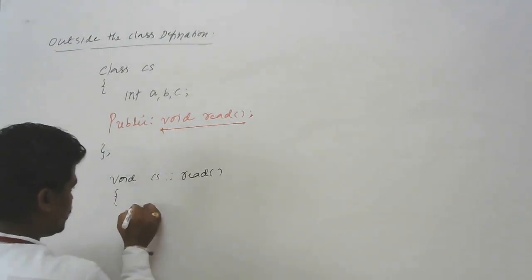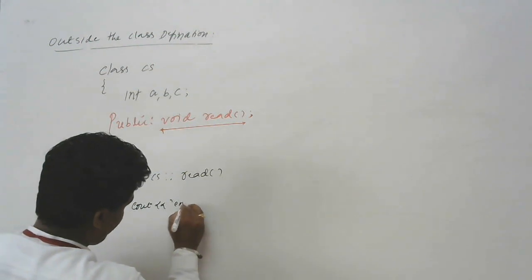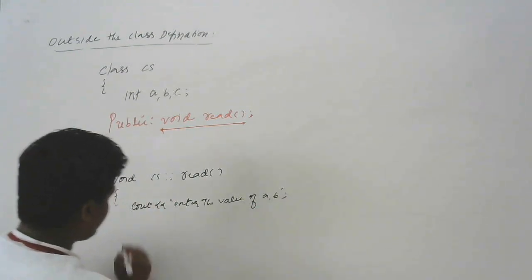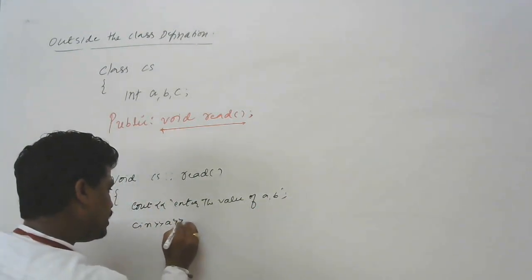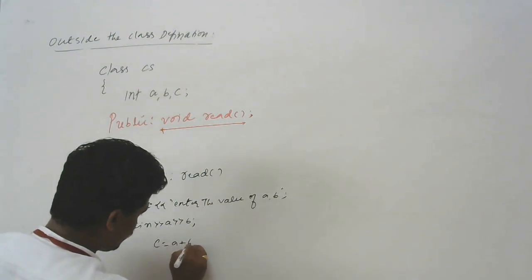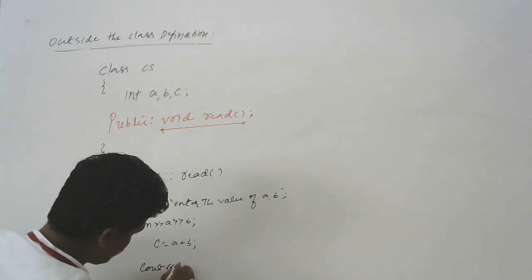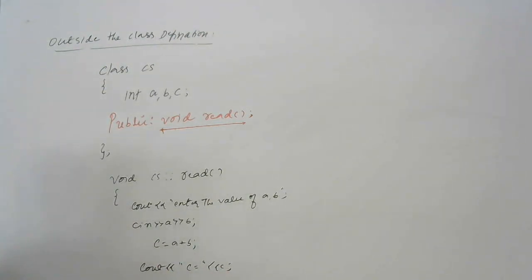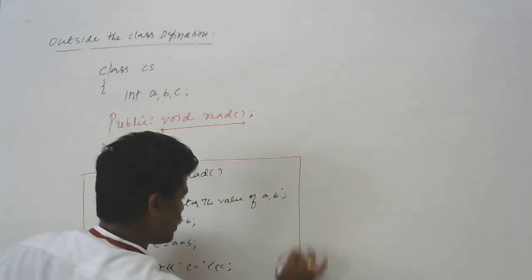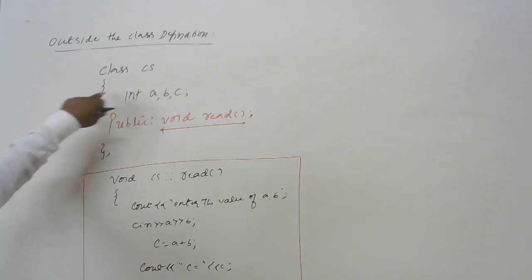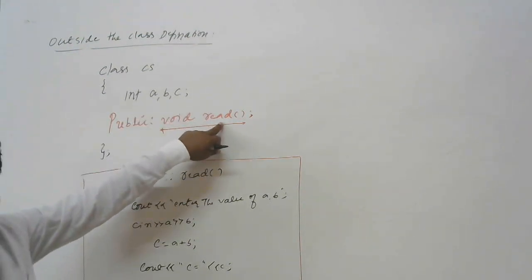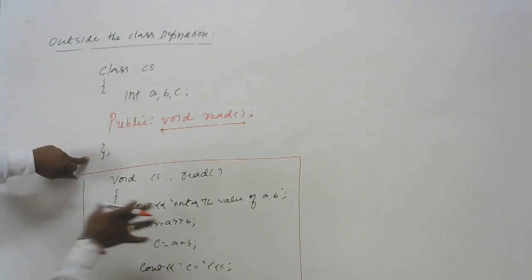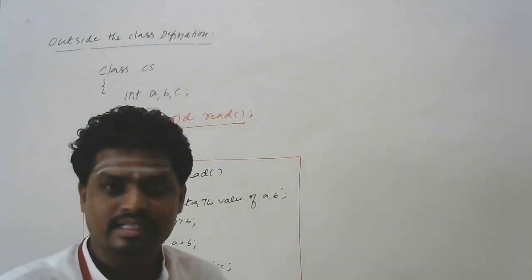Remaining thing is the same. Cout, enter the value of a, b, c. In c equals a plus b, cout the value of c stored in c. Just see, I have defined it, and then close the member function. This completes a member function: the class block with the data members and the function declaration, and the same function defined outside the class block. This process itself is called outside the class definition.